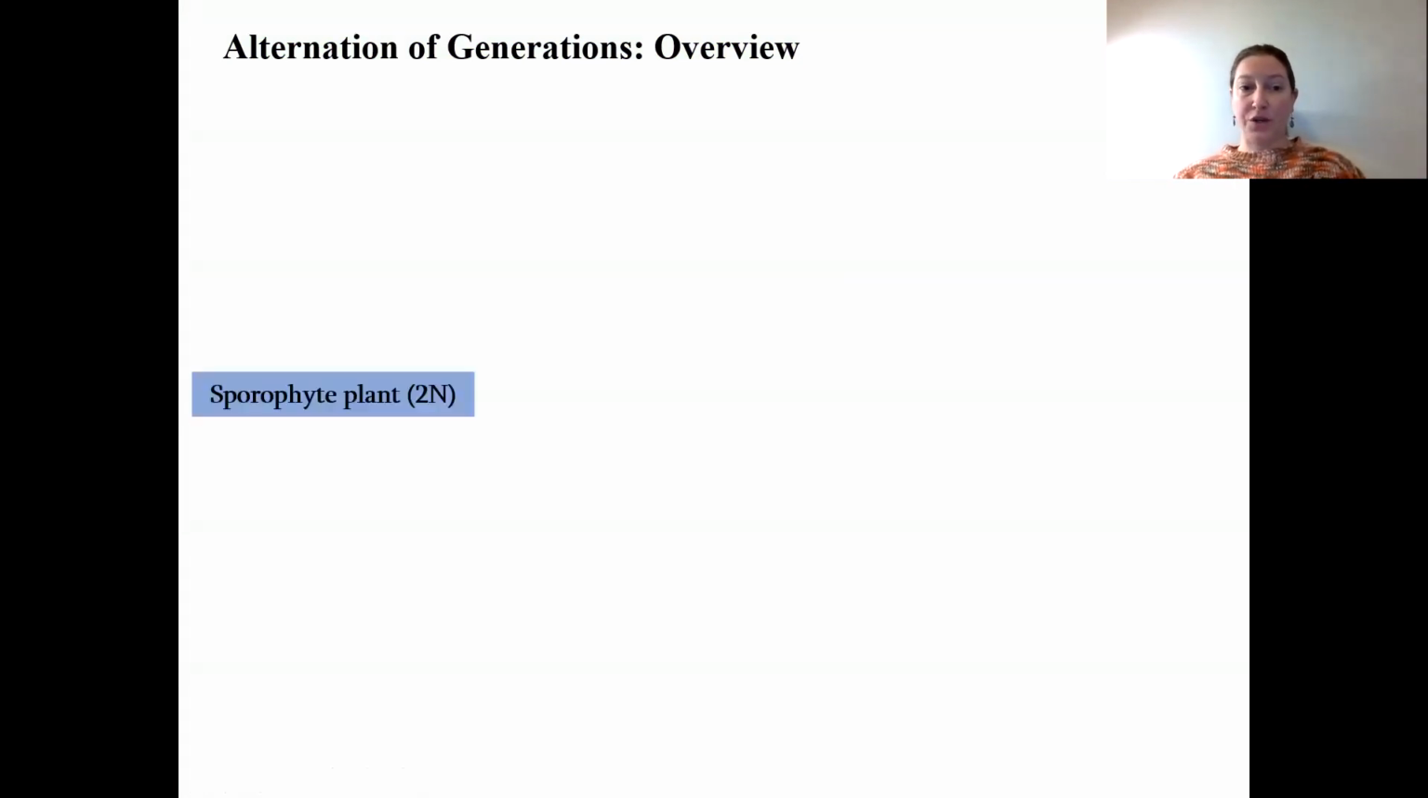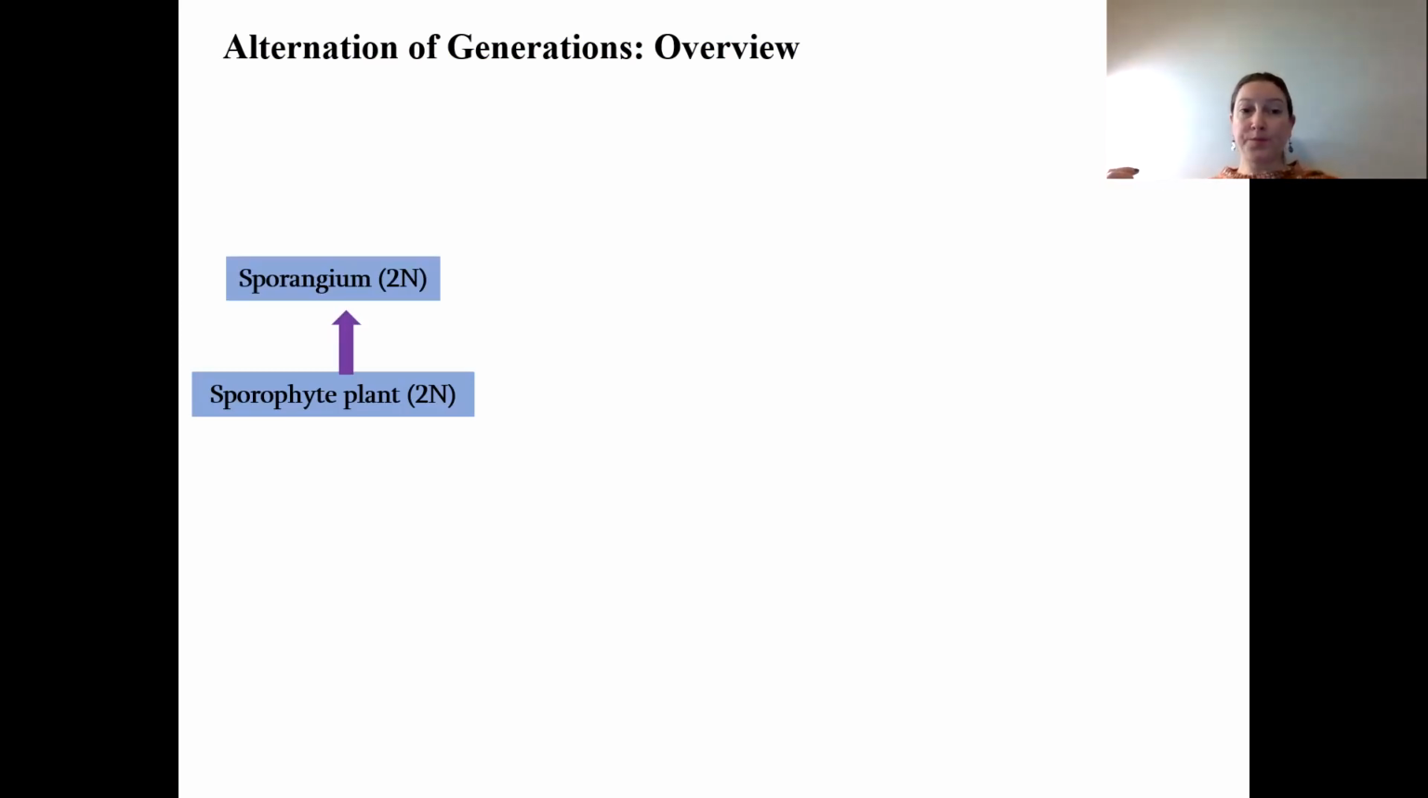So here's our sporophyte plant, which is diploid, right? Notice it's blue. I have this color coded for diploid and haploid. Sporophyte plant, diploid. Since it's a sporophyte plant, we know it's a plant that makes spores, right? Sporophyte, plant that makes spores. Spores are haploid, so we know somewhere meiosis has to occur. So on the sporophyte plant is an organ that makes spores. That organ is called a sporangium. It's also diploid because it's on the sporophyte plant.